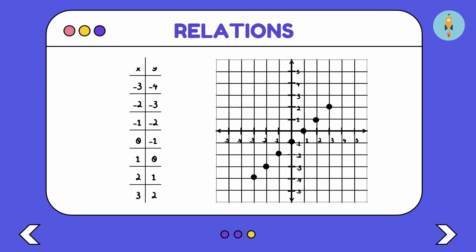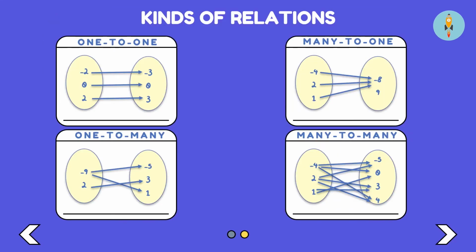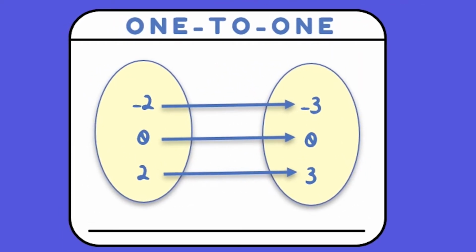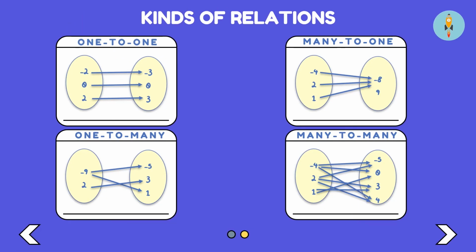These are other examples of a relation written in different forms. On the left, the figure is written in table form and its graph is drawn on the right. Kinds of relation. First, one-to-one correspondence. Each element of domain is mapped to exactly one element of range, and each element of range is mapped also to exactly one element of domain. That only means no element of range and domain is repeated.